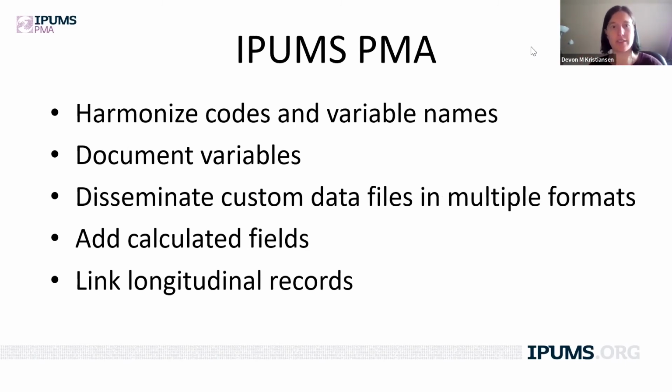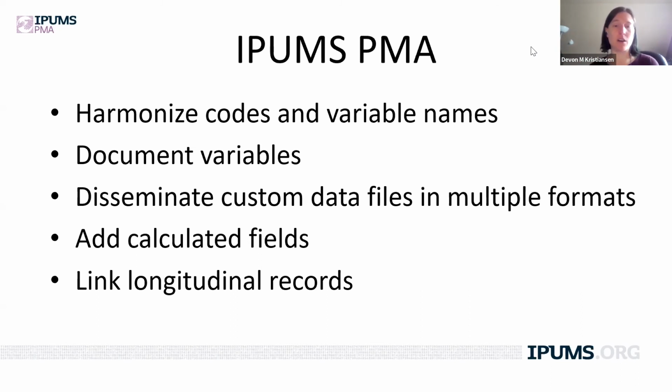What we do with the data is that we take it from its original form, its public use form from the PMA website. We harmonize the codes and variable names across countries and across time, because new categories get added, or different countries may name their variables differently. So we make sure that samples can be pooled and codes will always retain the same meaning over time.